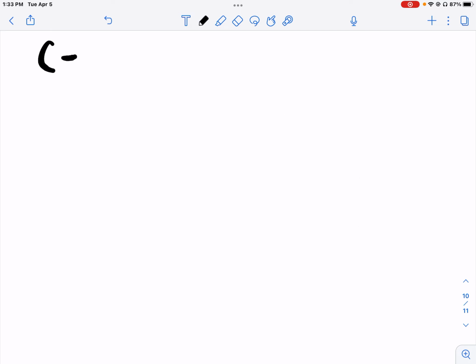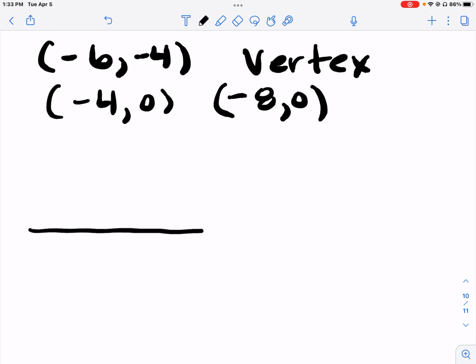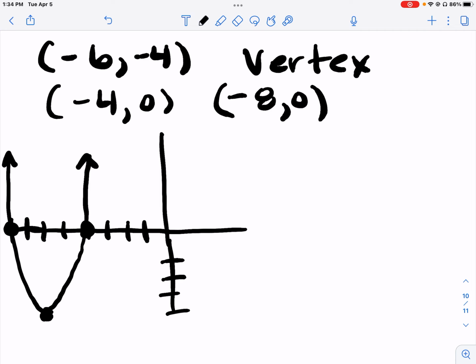Okay, so our points are our vertex and our intercepts. Okay, -6, -4, left and down. -4, 0, left 4, up 0. And -8, 0, left 8, up 0. Okay, it'll be multiple choice, so don't worry about drawing the parabola. Just make sure you have the right points.